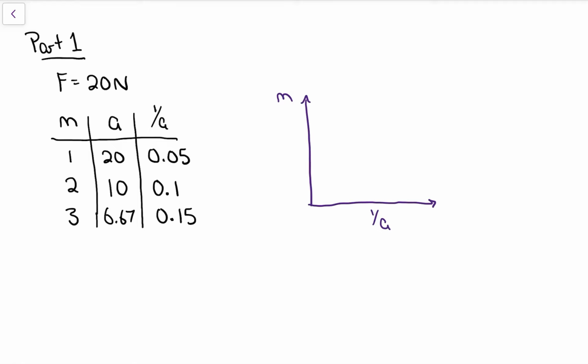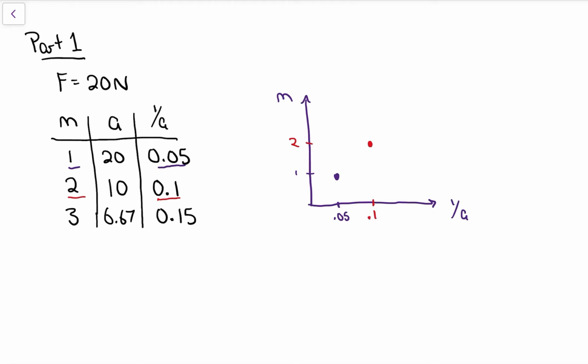My first point was, go over, this is related to my x, go over 0.05 and go up 1. So this was a point on my graph. My second point was over 0.1 and up 2. Over 0.1, if we're drawing it to scale, is twice as far, so it would be over twice as far, and 2 would be up twice as high.